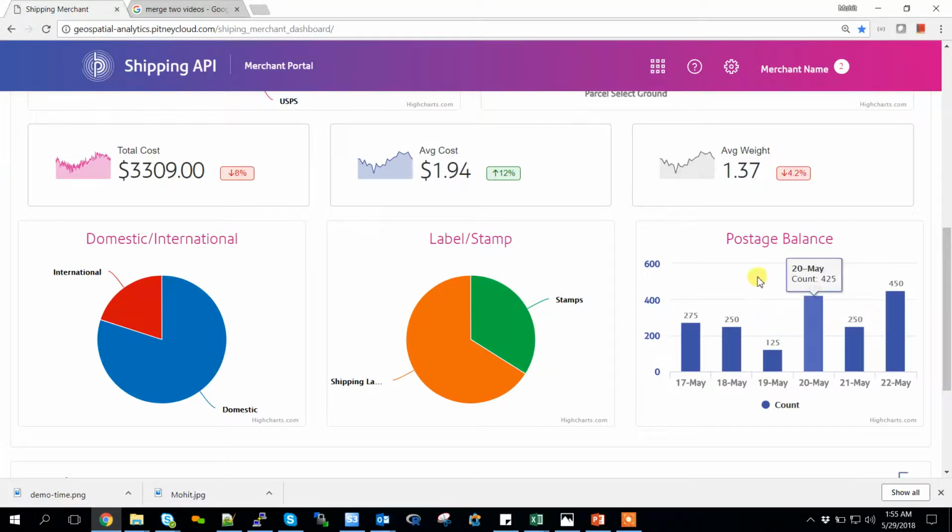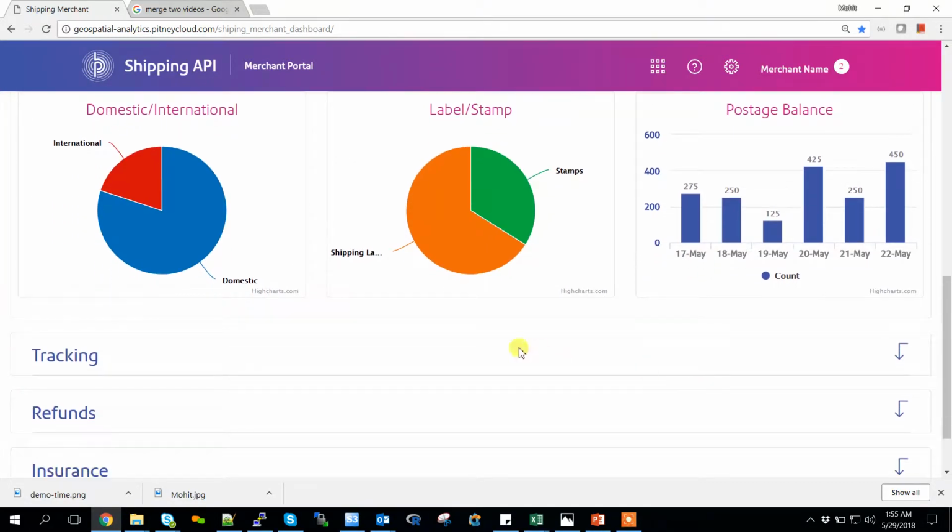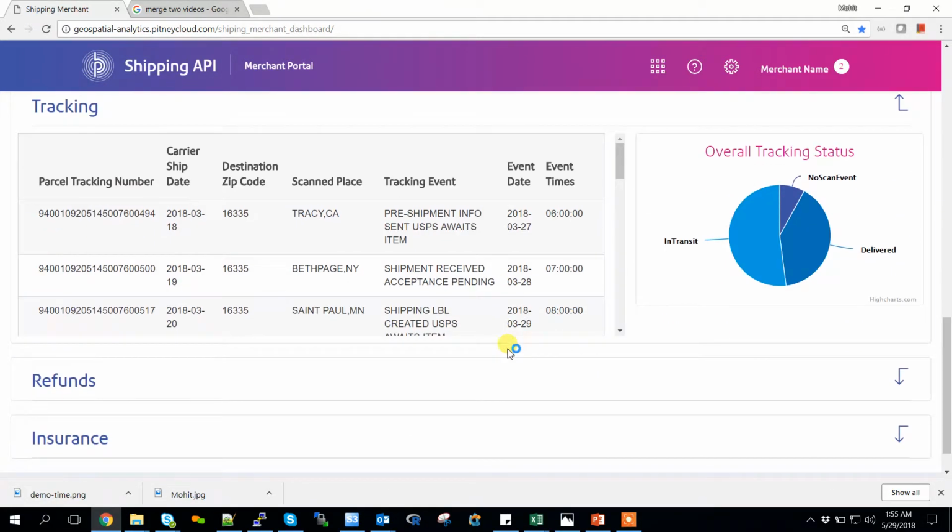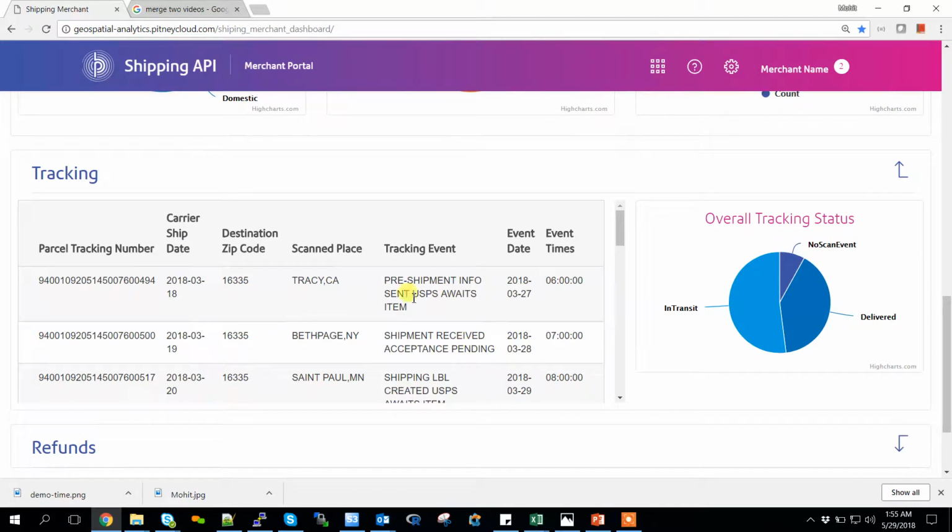This particular graph talks about the postage balance at the end of each day. So it talks about the postage balance for that particular shipper for the last 7 days at the end of each day. Now moving to the second section, here we are showing the tracking information.